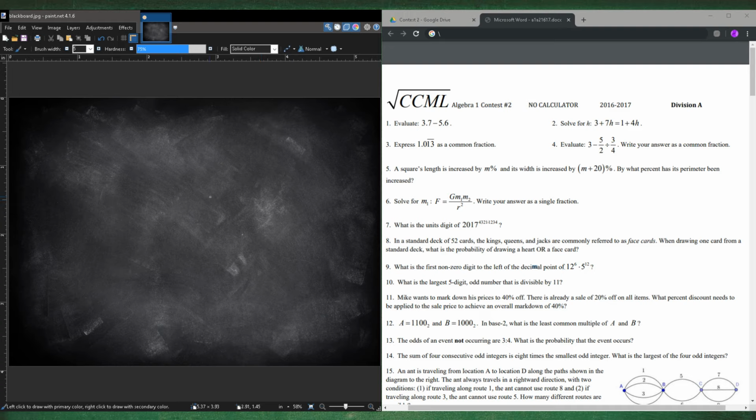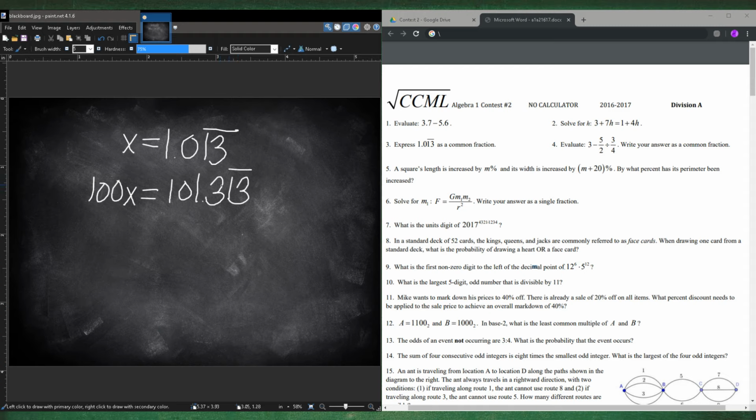Express 1.013 repeating as a common fraction. So let's set x equal to 1.013 repeating, right? So set as a variable. And then what you want to do is get the 13 again into this. So technically, you want to multiply it by 1, 2, 3. So then the decimal is right here. You might want to just multiply by 100. So you get 101.3, and then 1, 3 is repeating, basically.